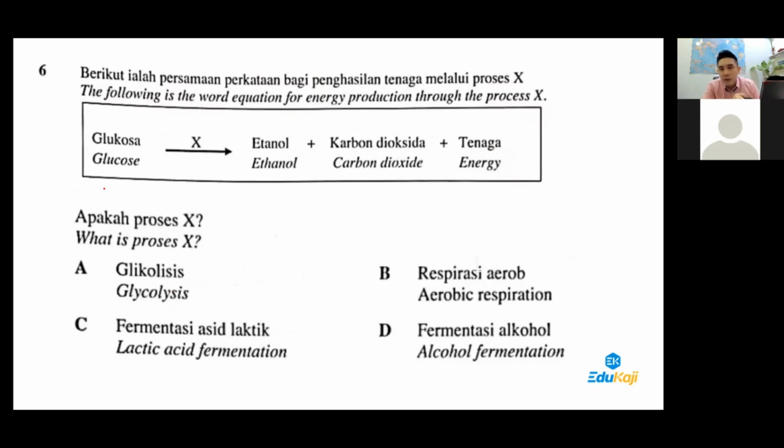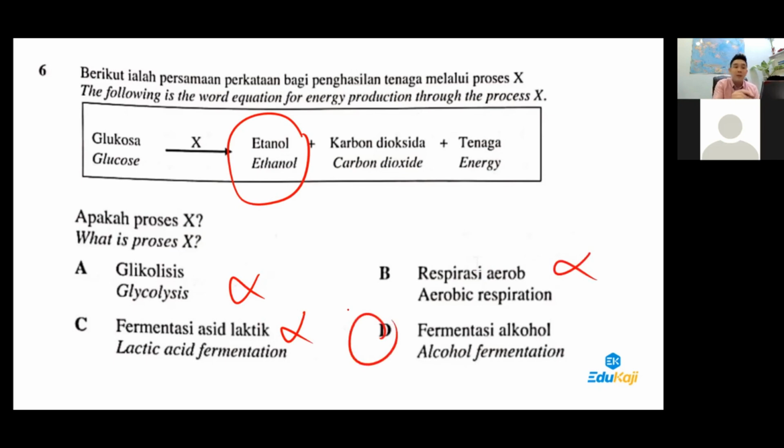Okay, guys, question 6 is from Form 4, Chapter 7. What is process X? The moment you can identify ethanol, you know it has nothing to do with glycolysis. Lactic acid is a product, nothing to do with ethanol, definitely not aerobic. So answer is alcohol fermentation. So this occurs in yeast. Answer 6 is D.